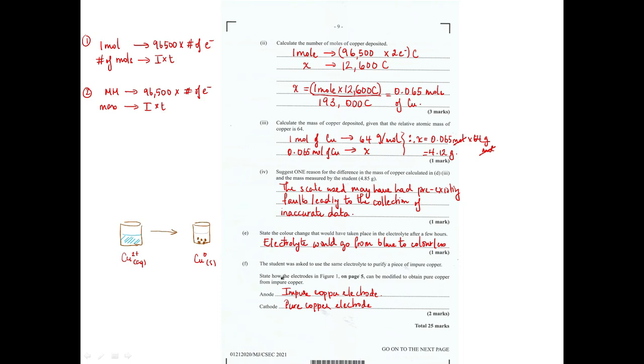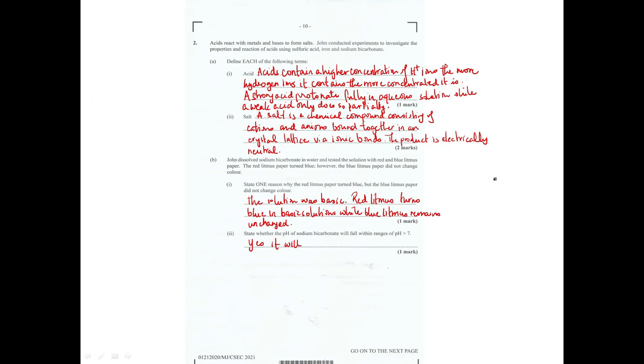Okay. Now the student was asked to use the same electrolyte to purify a piece of impure copper. State how the electrodes in figure 1 on page 5 can be modified to obtain pure copper from impure copper. Well, what you could do is make the anode an impure copper electrode, and you can make the cathode a pure copper electrode.